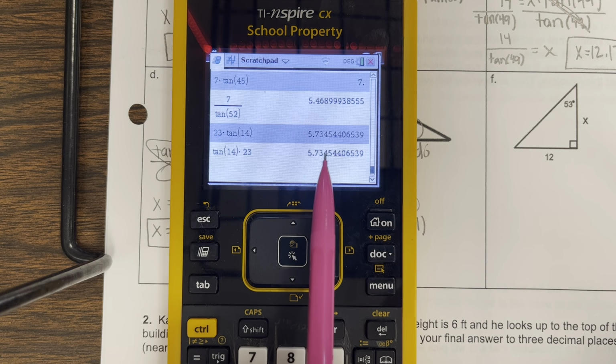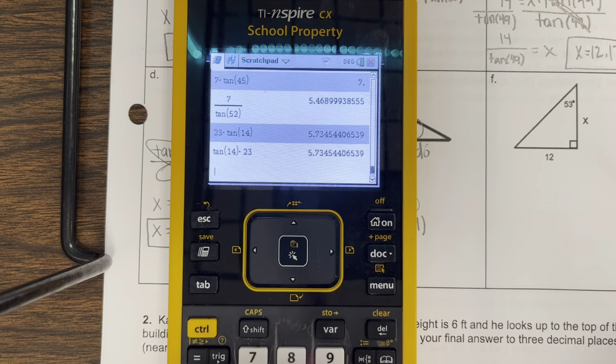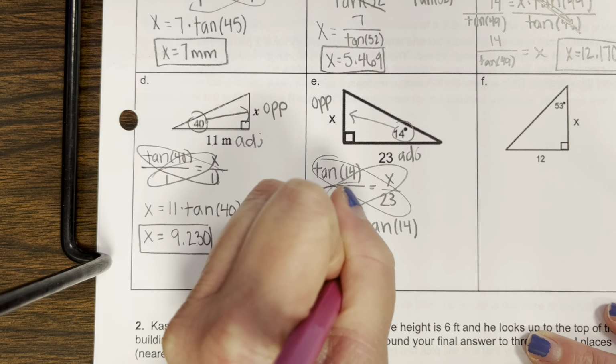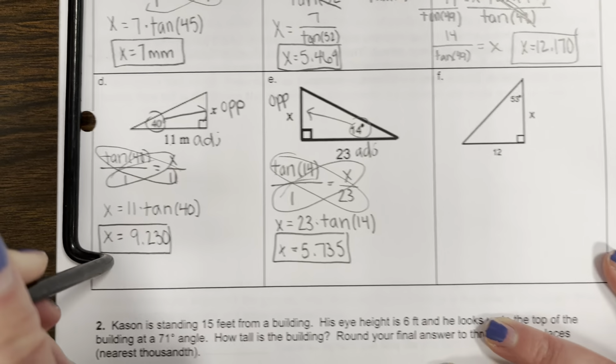So then I've got 1, 2, 3, that 4. After the 4 is a 5, so that tells me to round that up to a 5. So I'm going to say x equals 5.735. All right, last one.